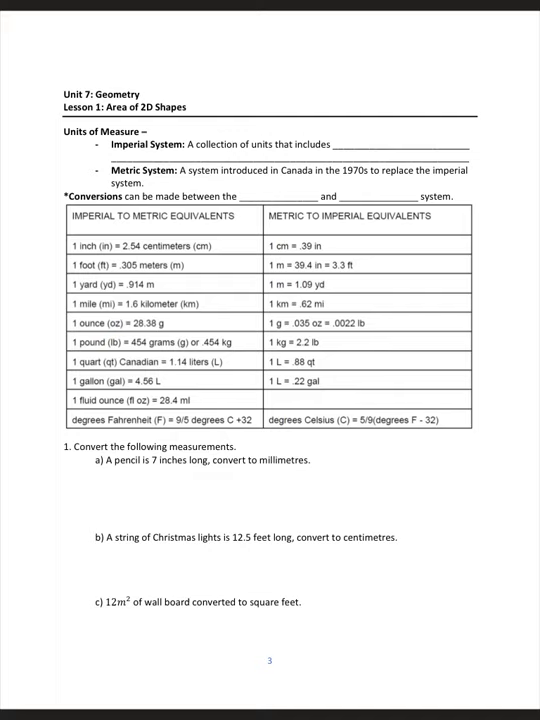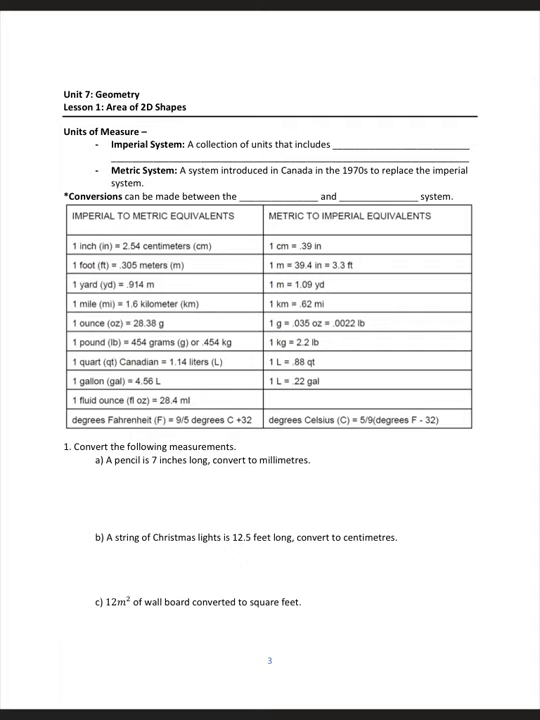Good morning, everyone. Today we will be doing Unit 7, Lesson 1, Area of 2D Shapes. So hopefully nothing from today will be new. It should all kind of be a review from things you've done with geometry in the past. So we're going to start by looking at some conversions and converting between the imperial system and the metric system.